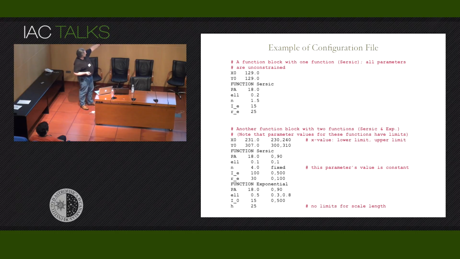If you wanted to do something a bit more complicated, you could add another function block. And in this case, this function block has a different central position, different x0 and y0, and it has two functions, a Core-Sersic and an exponential. And in each, it's the same basic approach, but now I'm also showing you that you can have lower and upper bounds. So those are the second pairs of numbers separated by commas. And if you go down to the n under the Core-Sersic, you can see there's the word fixed, and that just means that this value has to be held constant. So it's designed to be relatively easy to read and write.